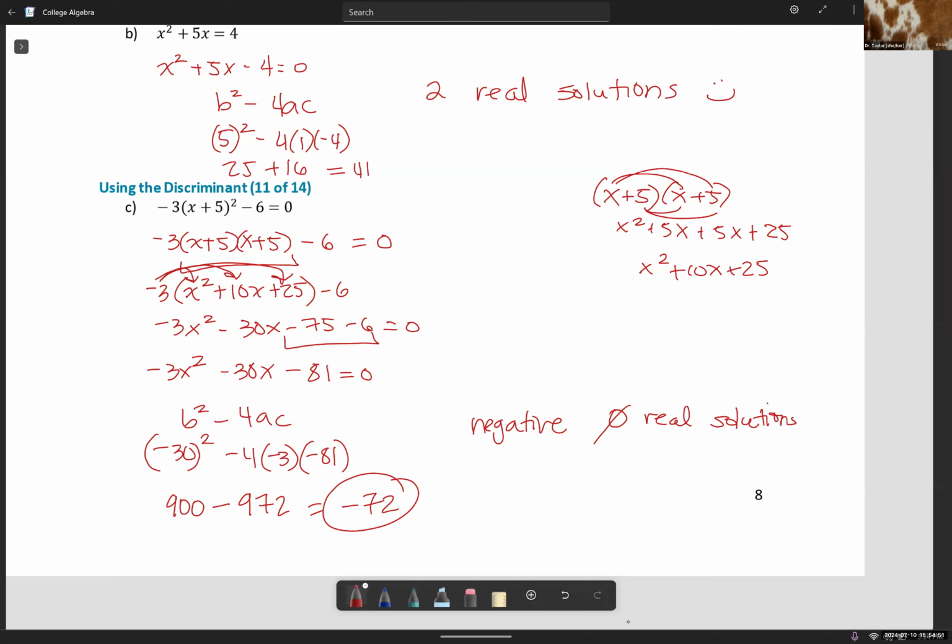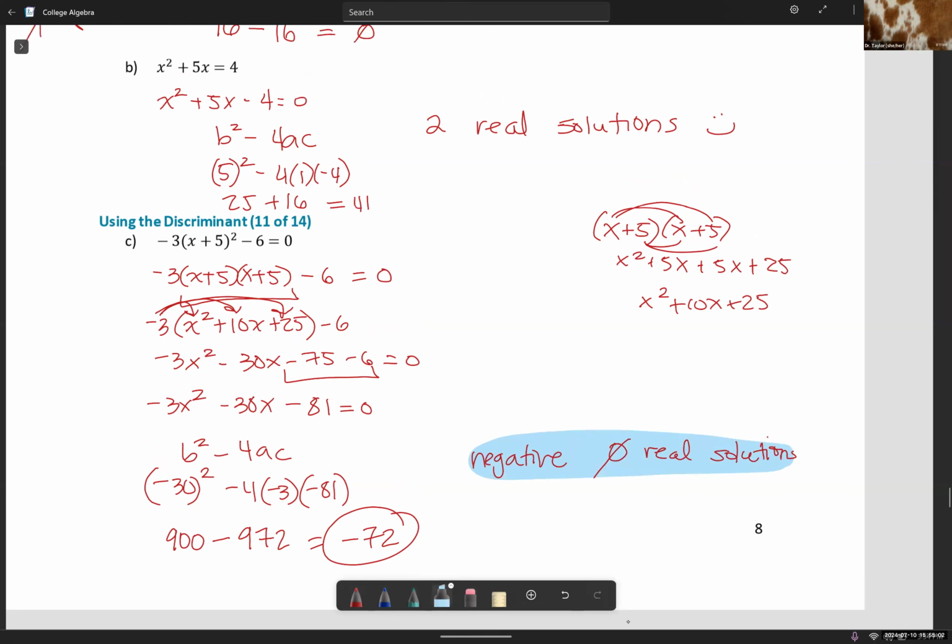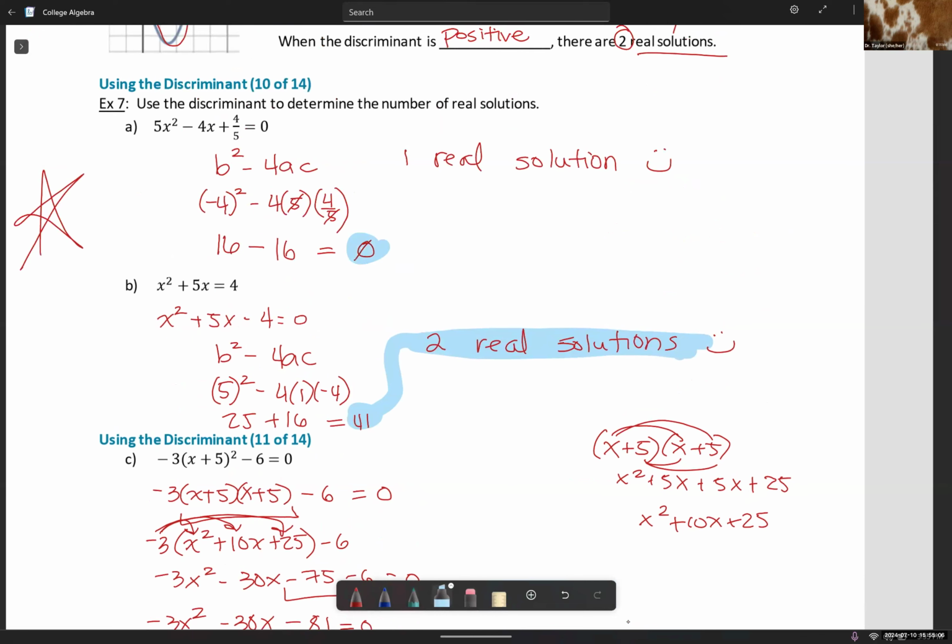The new stuff in this is, honestly, none of this is supposed to be new. But the big review part is just knowing that if the discriminant is negative, there's no real solutions. If the discriminant is positive, there are 2 real solutions. If the discriminant is 0, then there's only 1 real solution.